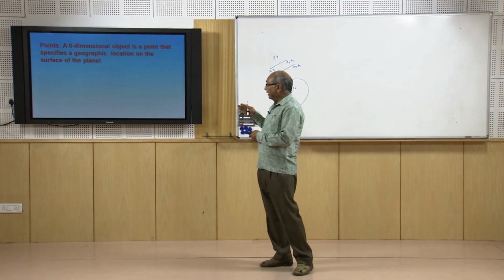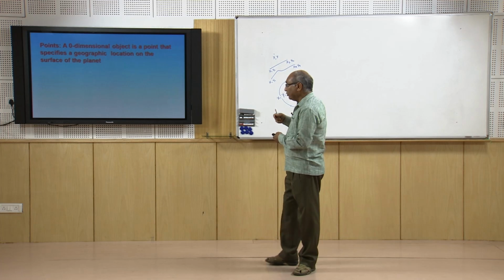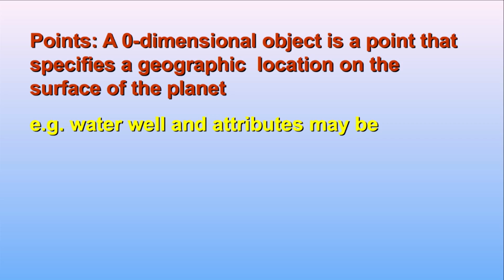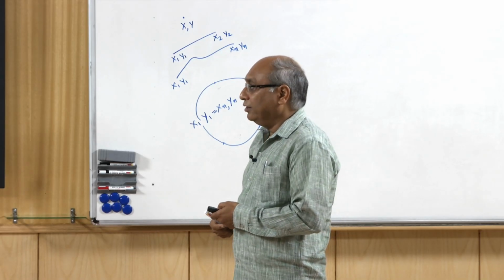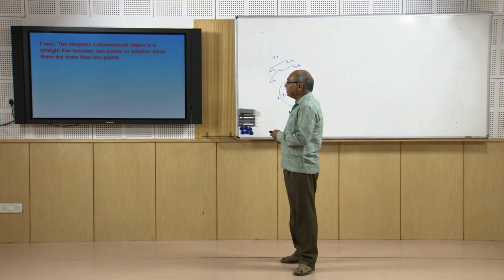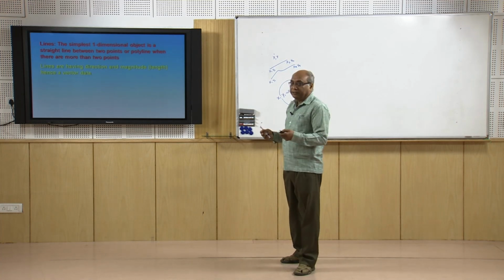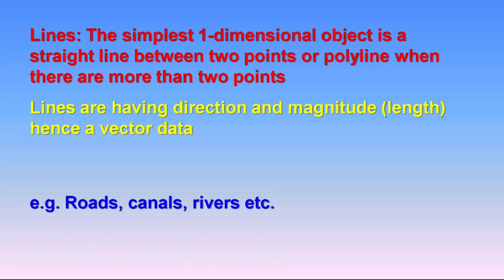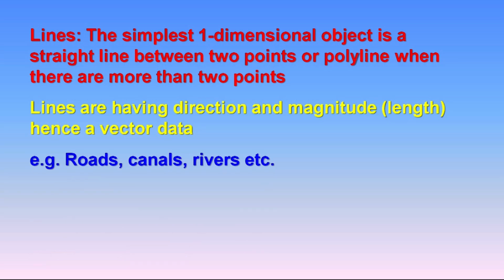And as I have already mentioned, a point is a 0 dimensional entity, and depending on the scale, suppose a water well location or a hand pump is there on a map, you display it like this using point data. Then the line is the next simplest object, a one dimensional straight line, if you have only 2 points, begin point and end point. If you have a polyline, then you may have many points. And it is a typical vector, so you have direction and magnitude.